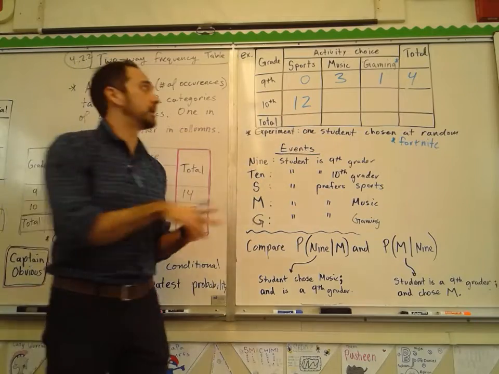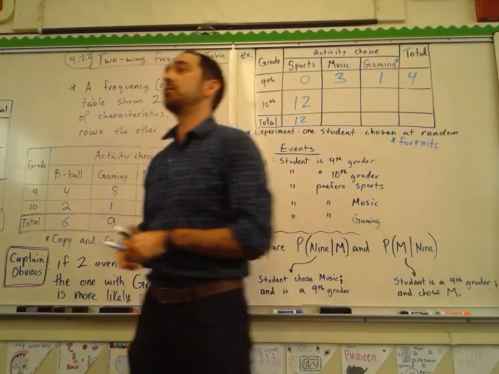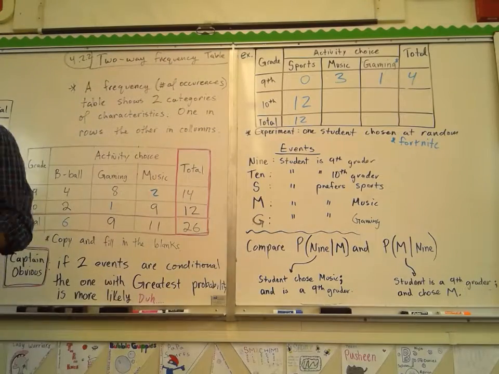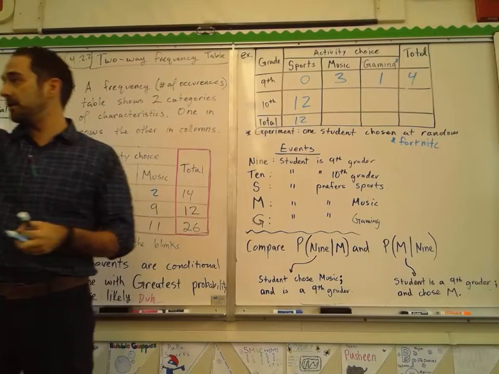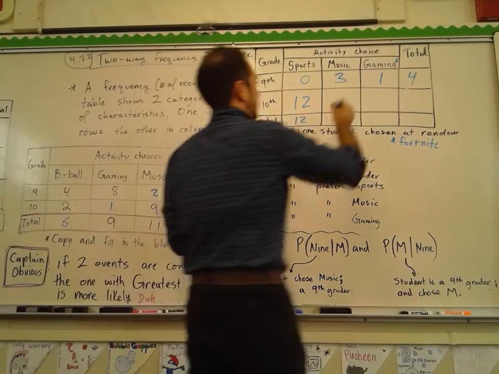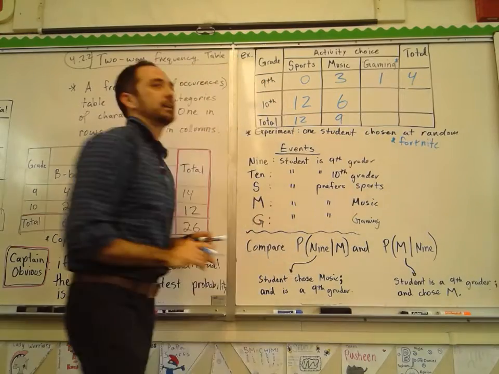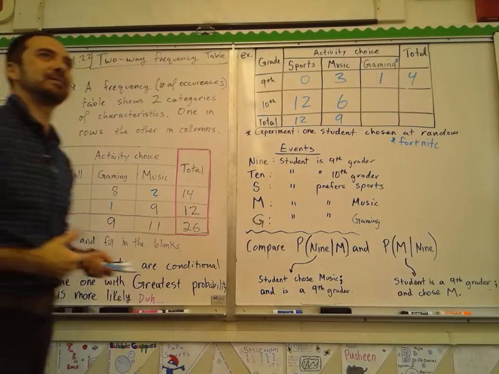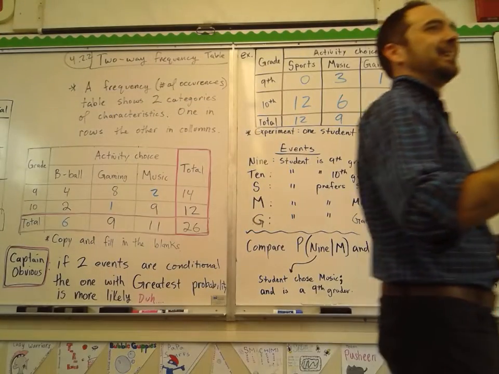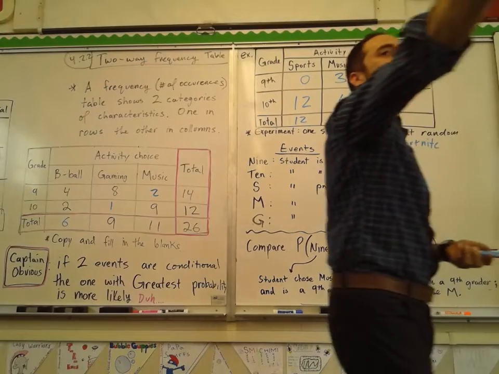12. Good. All right, 10th graders who like music. Raise your hand really high. 1, 2, 3, 4, 5, 6. No one over here? Okay, 6. What's our total for music? 9. Now 10th graders who like gaming. Here we go. You can only vote once. 1, 2, 3, 4, 5, 6, 7, 8.